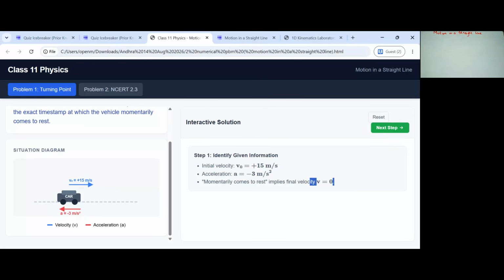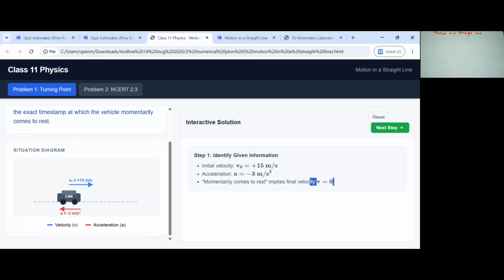It means the car is slowing down. That means it is decelerating. Clear? Negative acceleration when velocity is positive means it is decelerating. The question asks when the vehicle momentarily comes to rest. So that word is very important. What does comes to rest translate into in physics language? That means final velocity is 0. Yeah, very good. Final velocity V is exactly equal to 0.